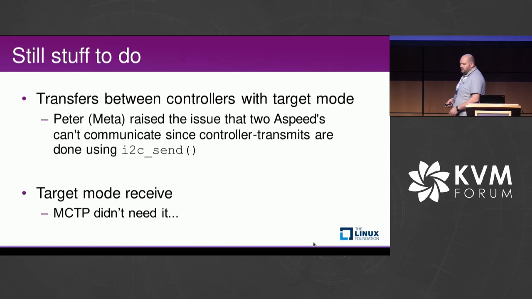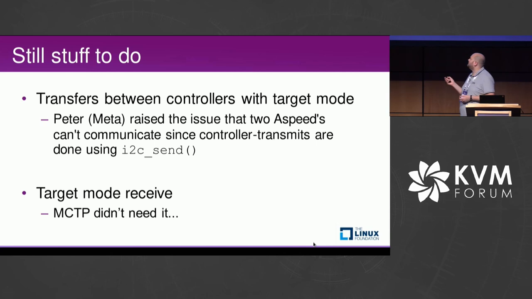So there's still some work to do. When I posted this, there was a surprising amount of interest in it. The work that Peter's doing on upstreaming all of the Meta baseboard management controllers apparently uses target mode multi-master functionality extensively. But he raised the issue that right now there are two ASPEED controllers, one of the boards is a 2600 and a 1030, I think, that wants to communicate over I2C. But the problem right now is that they can't do that because the controller transmits are always done synchronously.